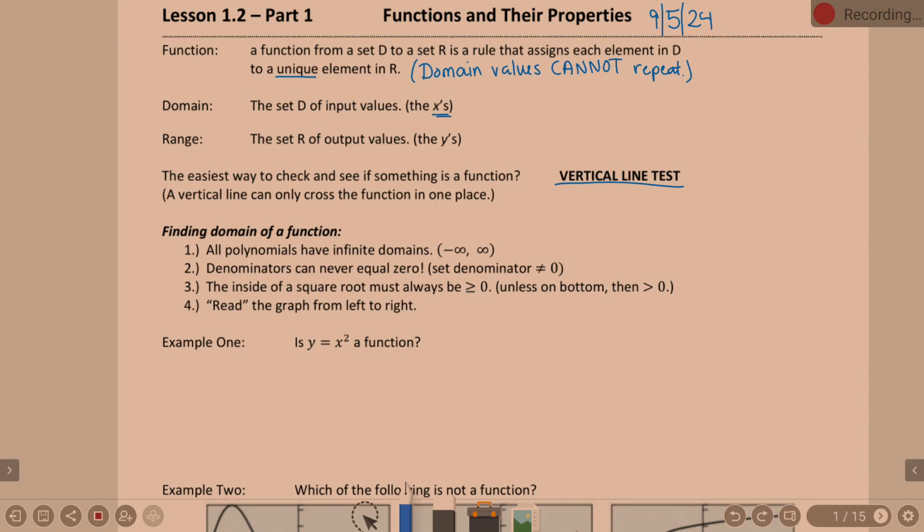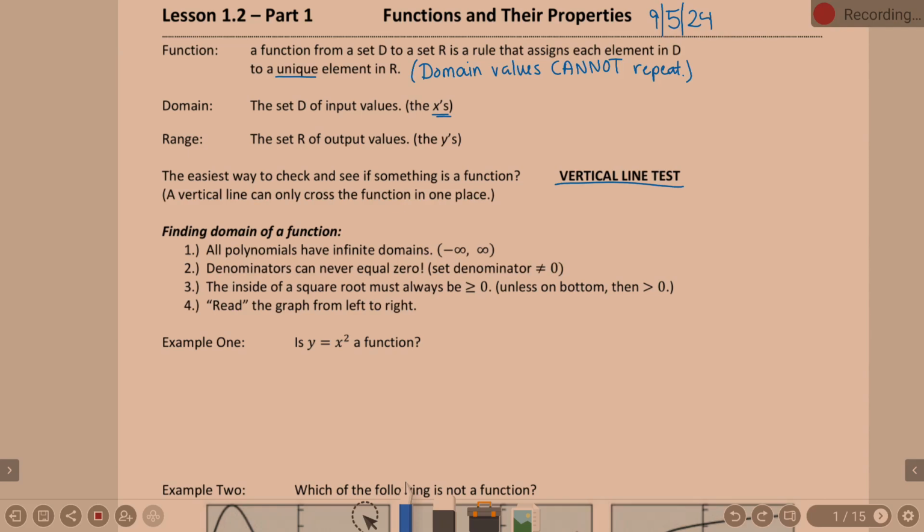Okay, a few pieces of information. All polynomials, so that's things like your parabolas, your cubics, your quartics, where it's just regular terms with positive integer exponents added, will have infinite domains, negative infinity to positive infinity. Key pieces that we'll talk about: denominators can never equal 0. So if you get a value where the denominator equals 0, that's going to become something like an asymptote or a hole. Okay, we'll talk about that.